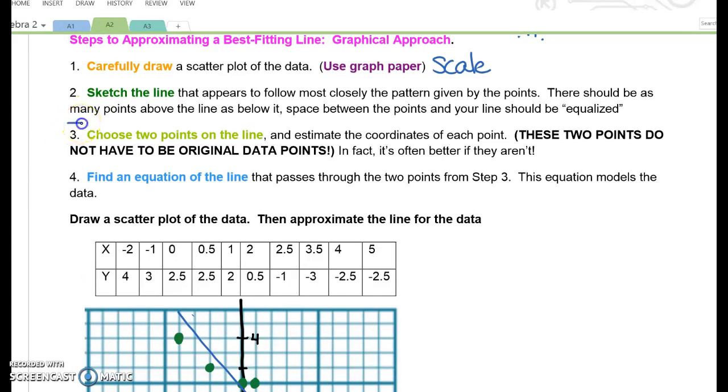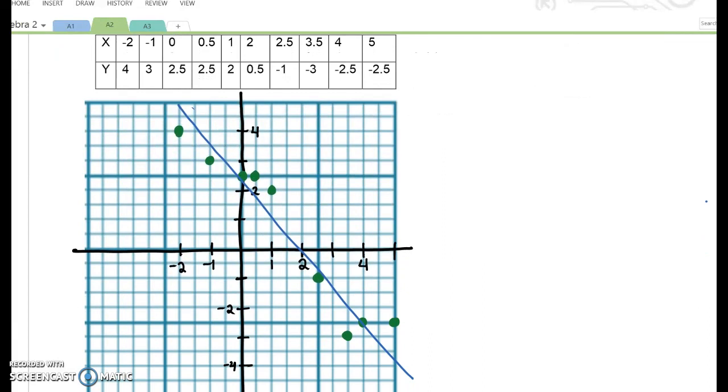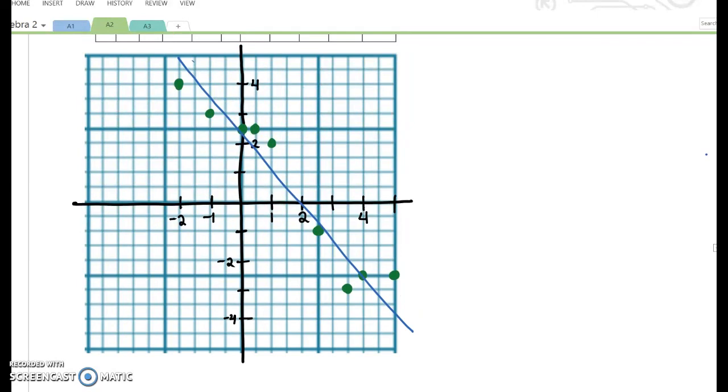So, step 3, this is the most important step. Choose 2 points on your line. Estimate the coordinates of each point. These 2 points do not have to be original data points. In fact, it's often better if they are not original data points. So as I look through my line, and this is where it's really important to actually use a straight edge and not estimate, look at your line and find places, like see this one? Could we figure out what this coordinate is pretty easily? Okay, so those of you on the video, I'm pointing at this one right here.